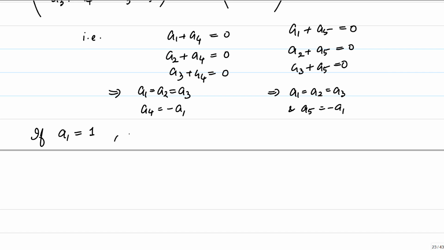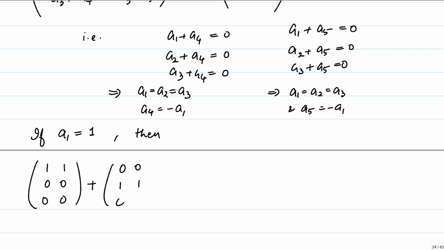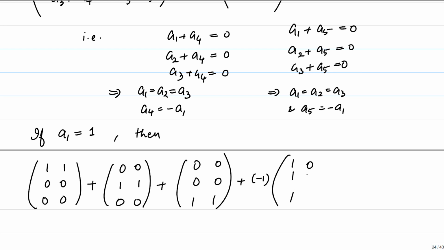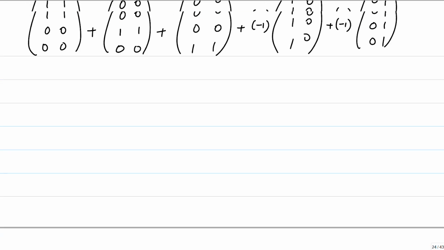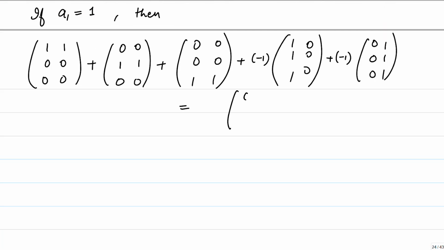So, then what do we have? Then let us check for 1, 1, 0, 0, 0, 0 plus 0, 0, 1, 1, 0, 0 plus 0, 0, 0, 0, 1, 1 plus minus 1 times 1, 0, 1, 0, 1, 0 plus minus 1 times 0, 1, 0, 1, 0, 1. This will just turn out to be the 0 vector, which is true, and therefore, this set is linearly dependent. Hence, S is linearly dependent.